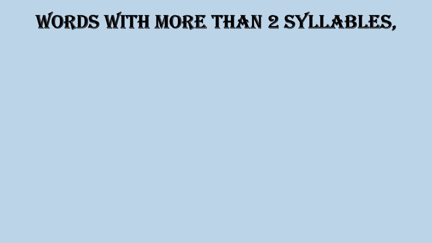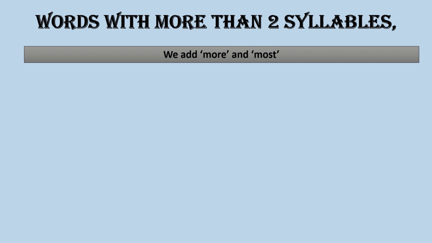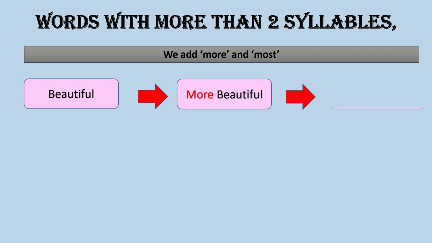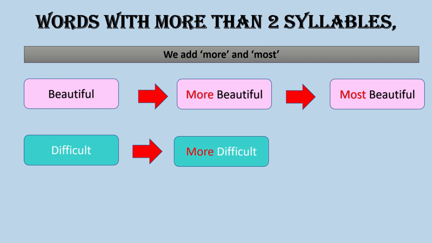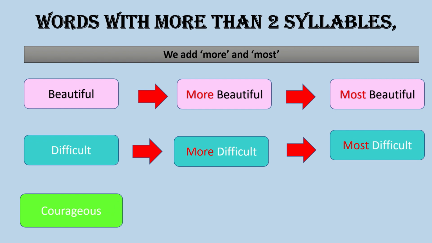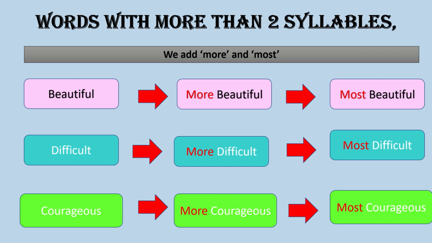Now here comes the last part, the words which have two or more syllables. Here we don't add ER or EST. Instead, we add the words more and most. Beautiful, more beautiful, and the most beautiful. Difficult, more difficult, and the most difficult. Courageous, more courageous, and the most courageous.